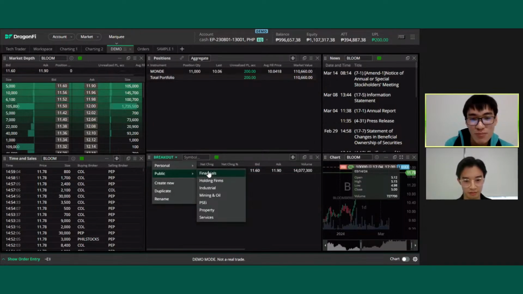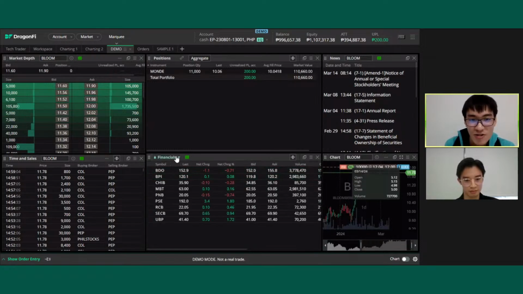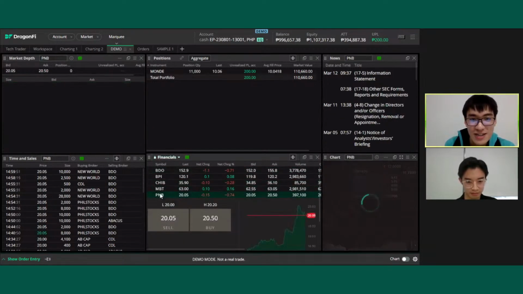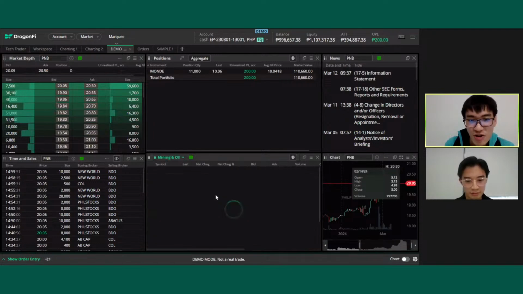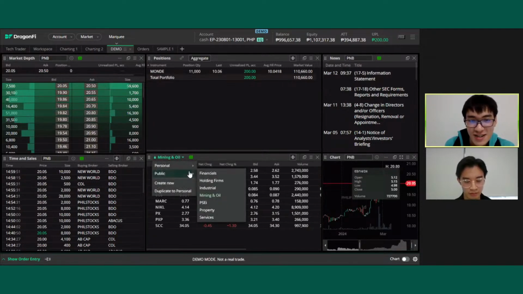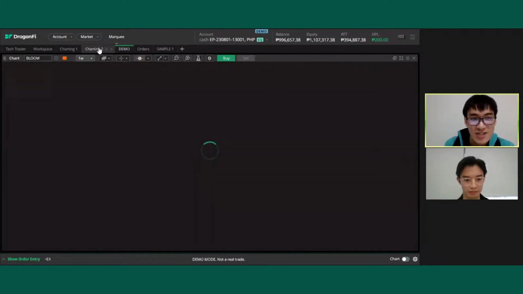Then you can also do it by sector. If you want to look at the bank stocks, just go here, financials, they're all here already, right? If you want to switch to mining and oil, they're just here. If you want to look at services, property, it's all here, right? Then you can just chart it also.